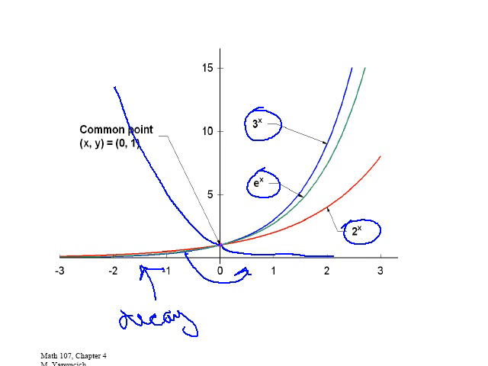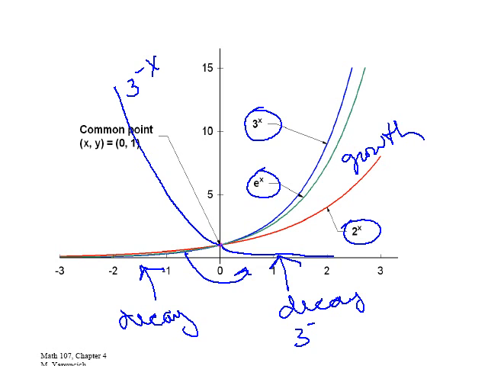And this might be 3 to the minus x. Again, this is growth. This is decay. And the equation is written with a negative sign: 3 to the minus x, 2 to the minus x, e to the minus x.